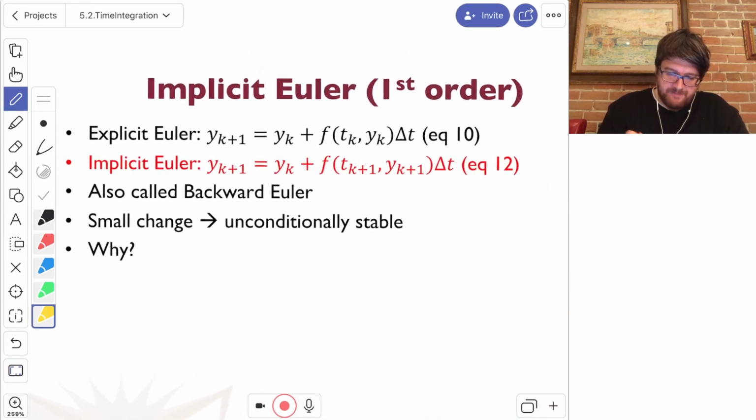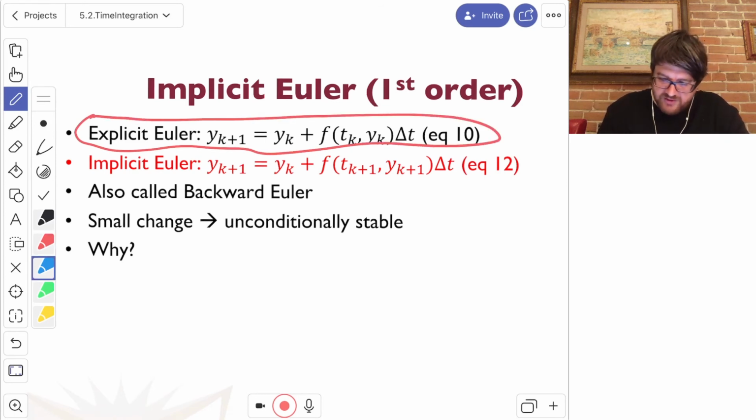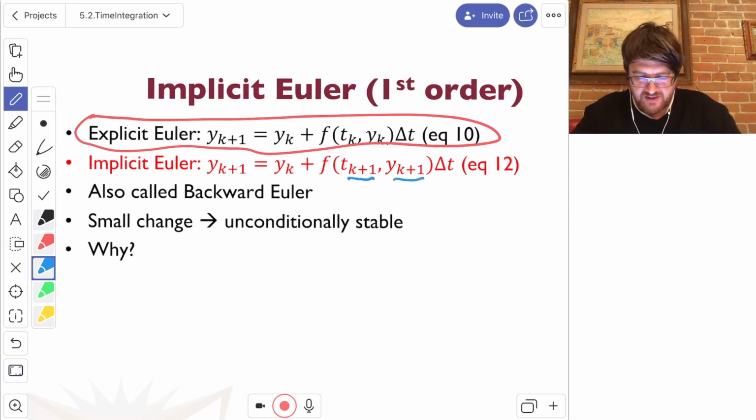So the explicit Euler here in equation 10, the first line, is what we had before. And actually the implicit Euler is very similar. So all we do is we change here f of tk plus 1 and y of k plus 1. So the explicit Euler was yk plus 1 equals yk plus f of tk yk times delta t. Remember, this f of tk yk encapsulated the right-hand side of the ordinary differential equation that we are solving. So the differential equation we are solving is the first derivative of y equals f of t and y.